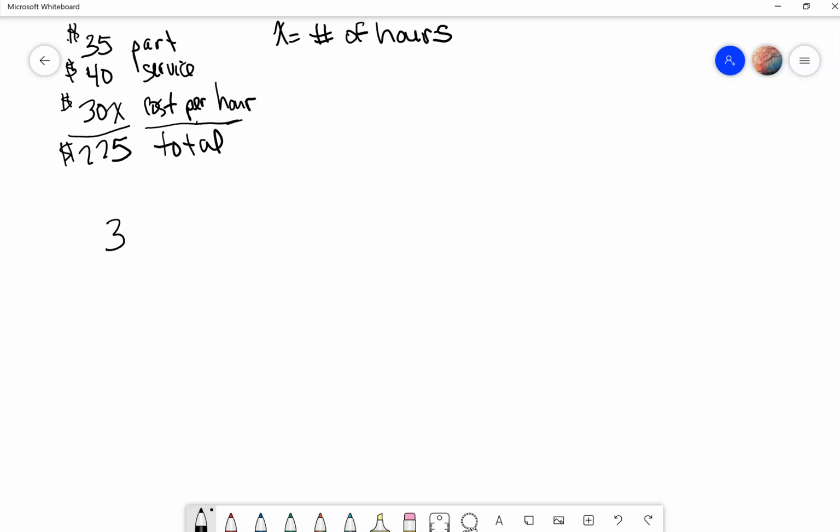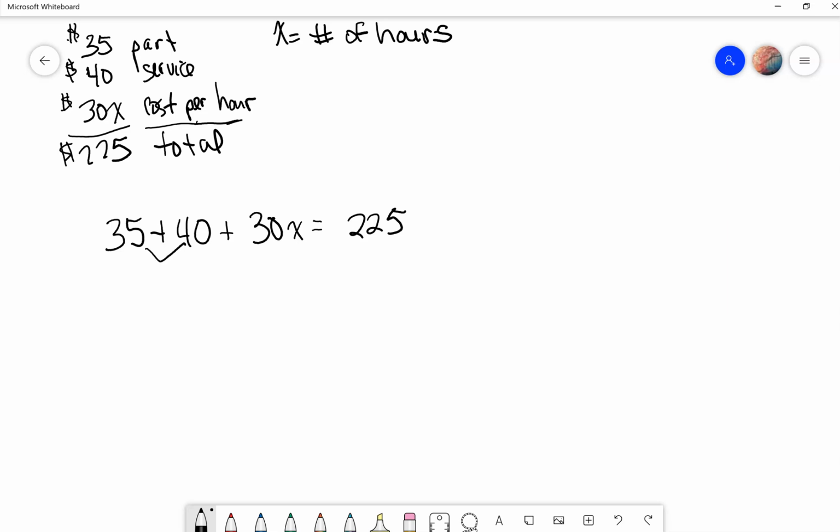So it's going to be 35 plus 40 and 30x, because we don't know how many hours yet. The other two don't have variables because they're just a one-time set fee. It's not dependent on anything. But the cost of the labor, that depends on how many hours our dude works. And then a total of $225.